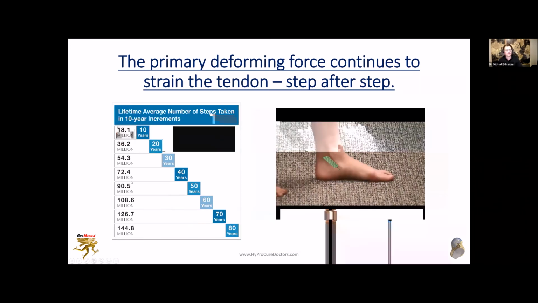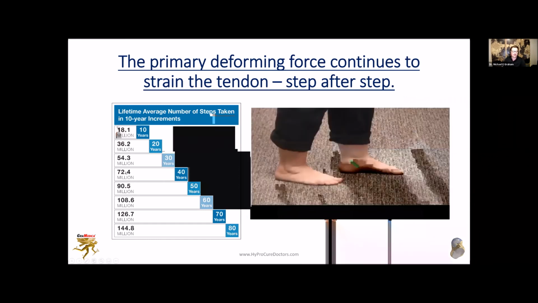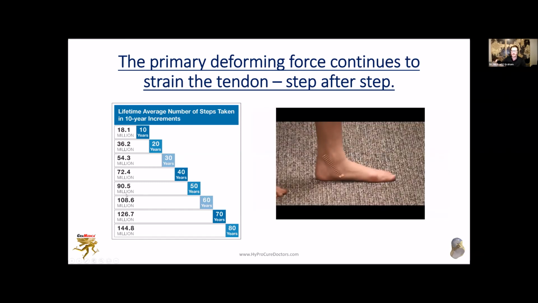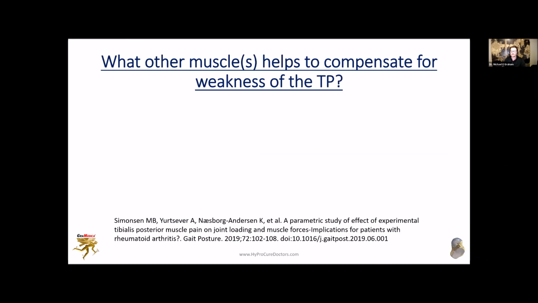So think about this. Think about the number of steps taken per decade of life. By the time you're 40 years old, you've taken 72 million steps. By the time you're 50, 90 million steps. That's why the prevalence of posterior tib dysfunction increases as you get older, because you continue to walk, you continue to place those abnormal forces on the tendon until it just finally ruptures.